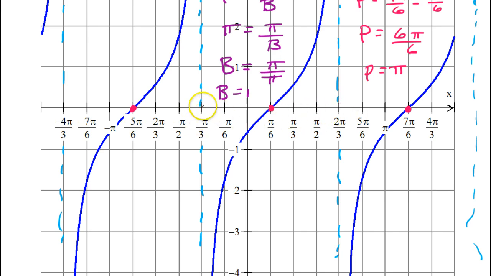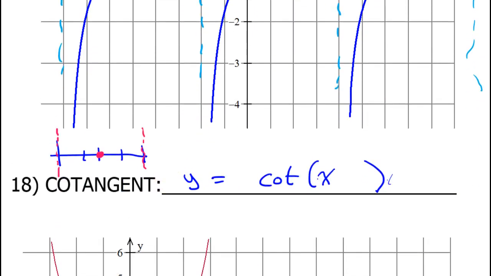So that means that this first asymptote is where it begins, and that's going to be the phase shift. So that's negative pi over 3. Since my phase shift is negative pi over 3, then I'm going to have x plus pi over 3.